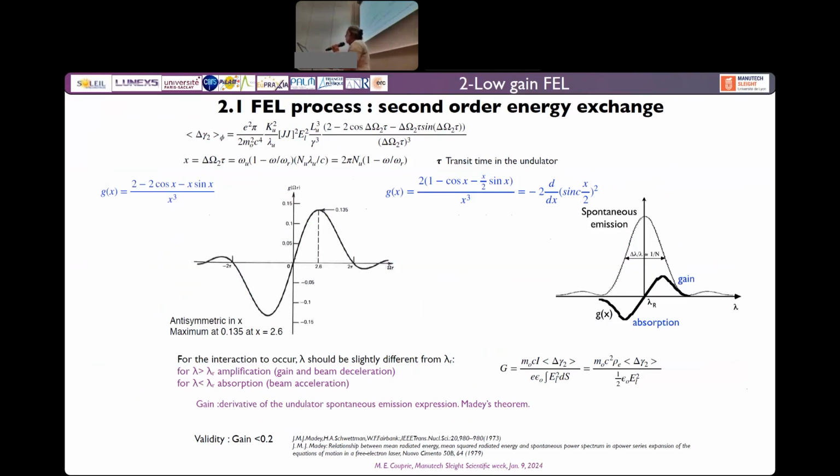So we can also see that here we have the spontaneous emission, and this g(x) function is a derivative of the spontaneous emission, as you see here. And this is known as the Madey theorem, which was used for a while for low-gain free electron lasers.